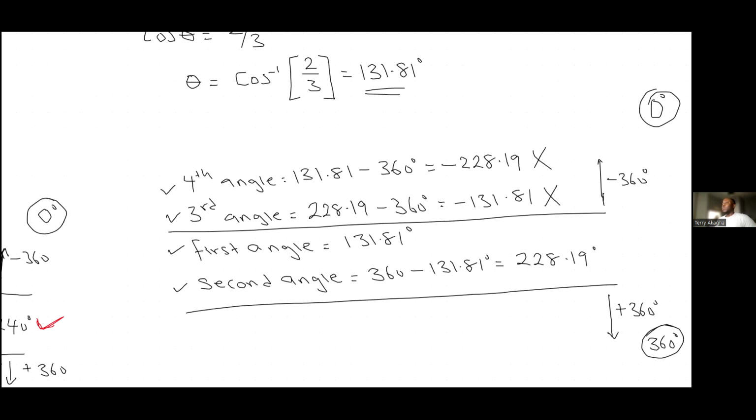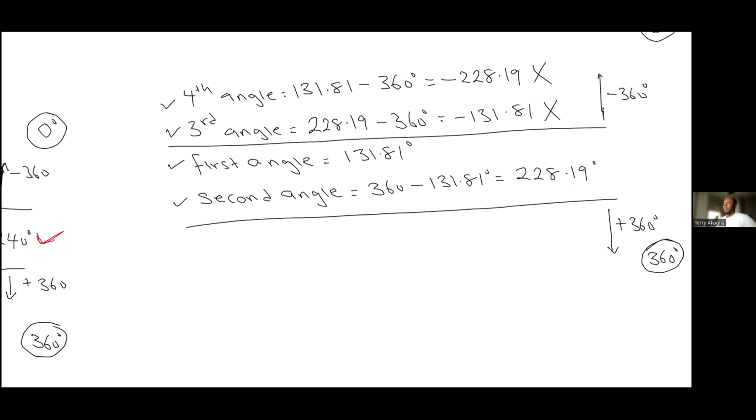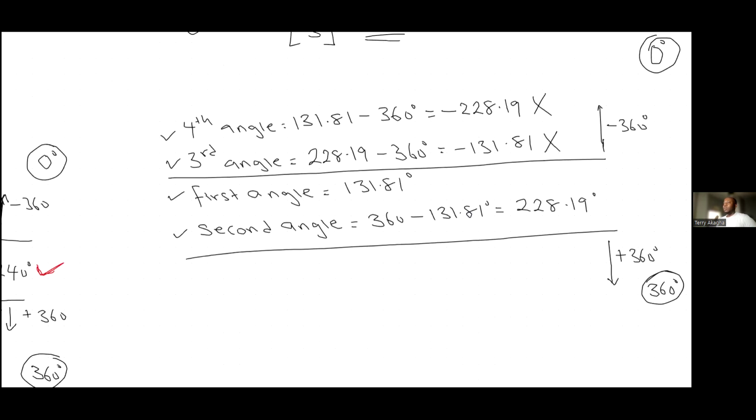Now, if you want to also check in the positive direction, the third angle, you keep on adding 360. It will be equal to 131.81 degrees plus 360, and that will give you 491.81 degrees, which is above 360.